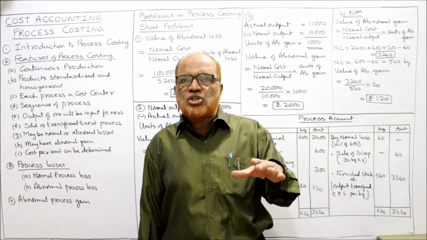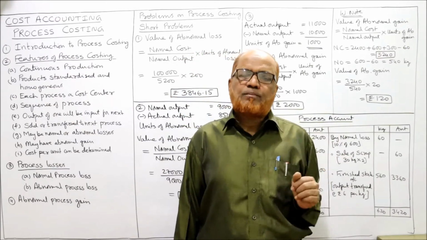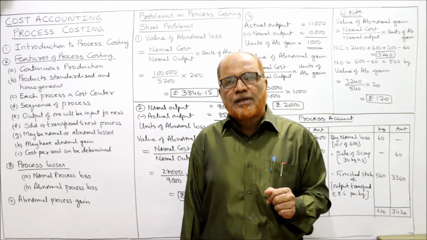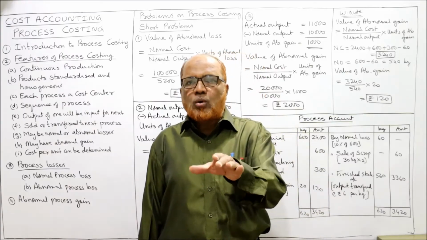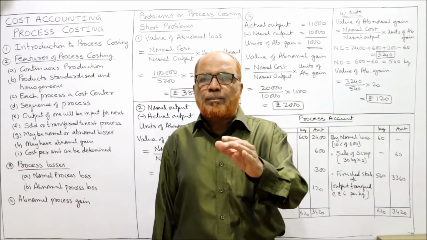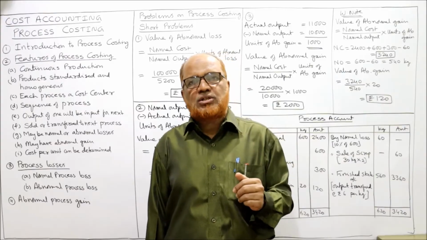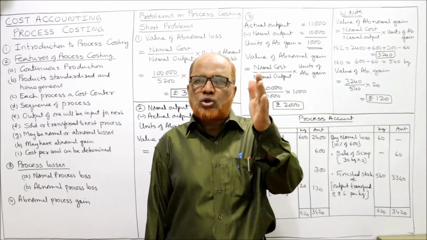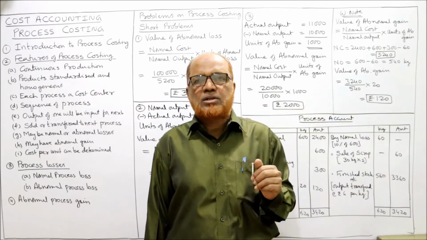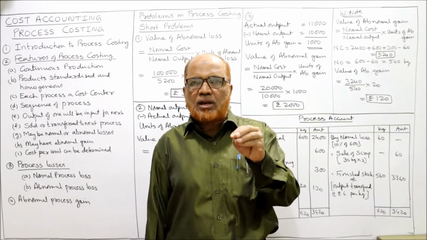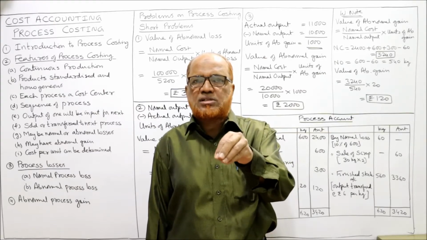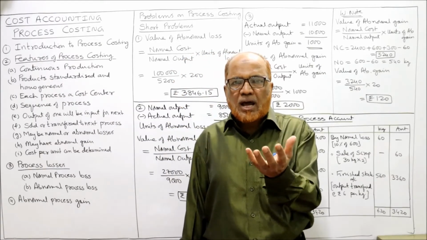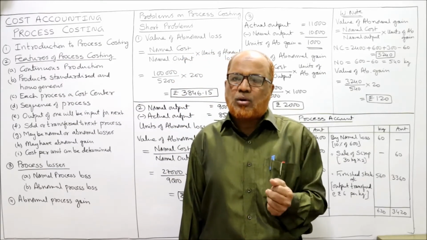In such industries where goods are produced by passing through stages, there we apply process costing. In process costing, the output of one stage will become the input of the next stage. So we open accounts for each stage: process 1 account, process 2 account, process 3 account, like that. All expenditure incurred in the concerned process will be debited to that process account. The costs are accumulated in each process account.